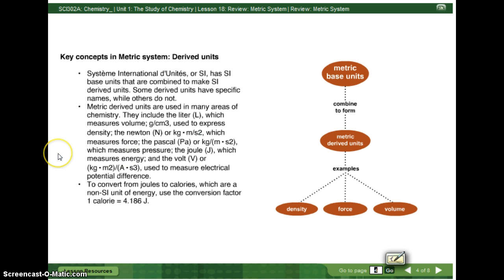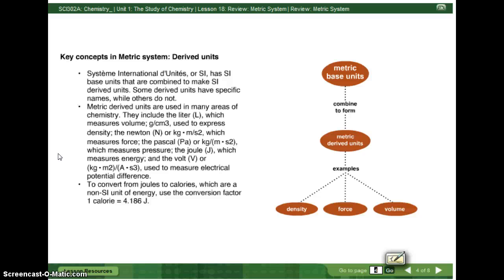Key concepts in metric system derived units. The Système International des Unités, or SI, has SI base units that are combined to make SI derived units. Some derived units have specific names, while others do not. Metric derived units are used in many areas of chemistry.